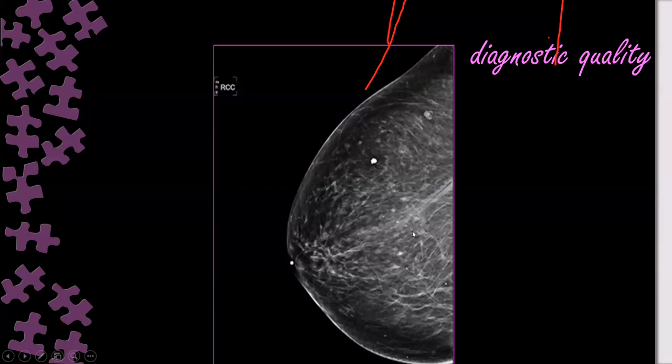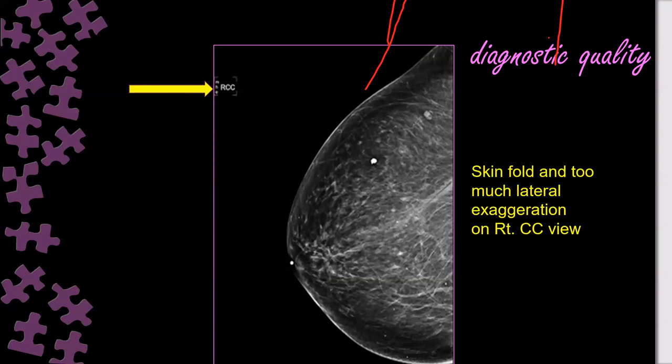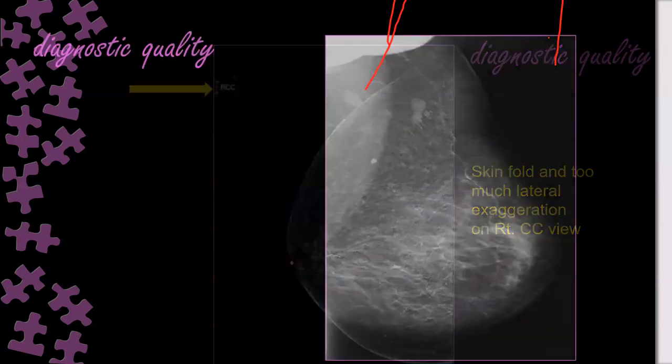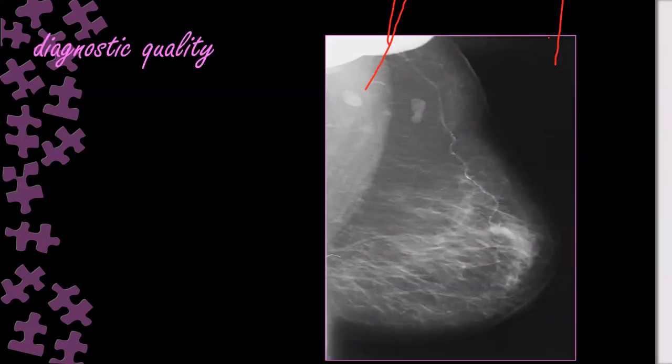What is this? Skin fold. And there is a skin fold. So there is a skin fold and it is exaggeration. We said one of the common errors on the CC view is either exaggeration medially or exaggeration laterally. But this is one of the faults. Huh? What about this one?